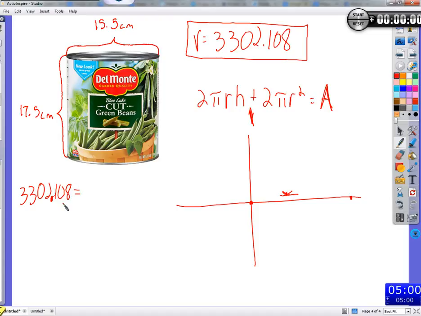How do we calculate it? If I give you an h and an r, what are you going to do with them to find the volume? Pi r squared h. Yes, that's the equation of the volume. Solve for h. So 3302.108 over pi r squared. That will give you h, right? If I tell you what the radius is, you can do this and figure out what the height would have to be.